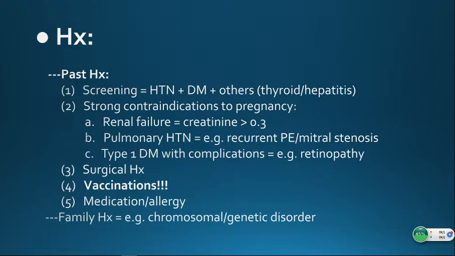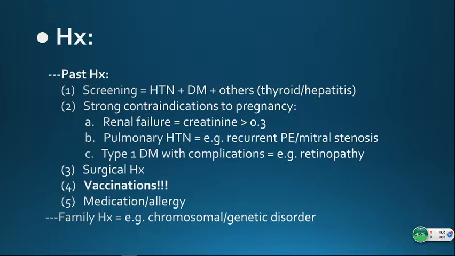Number one is renal failure, severe renal failure. Number two is pulmonary hypertension, such as if the woman's had recurrent pulmonary embolisms or a mitral stenosis. And the third important one is type 1 diabetes with complications, such as retinopathy or nephropathy. In this case, it's best to avoid pregnancy at all. If the woman wants to have a child, she may consider adoption or surrogate.